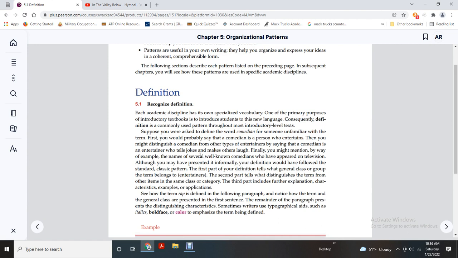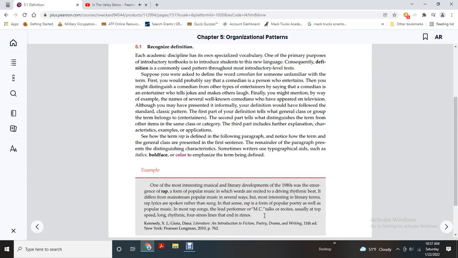The first part of your definition tells the general class or group the term belongs to: entertainers. The second part tells the distinction of the term from other terms of the same class or category. The third part includes further explanation, characteristics, examples, and applications. So how is the term rap defined in the following paragraph? Note how the term and general class are presented in the first sentence. The remainder of the paragraph presents the distinguishing characteristics, sometimes with typographical aids such as italics, boldface, or color to emphasize the term being defined.